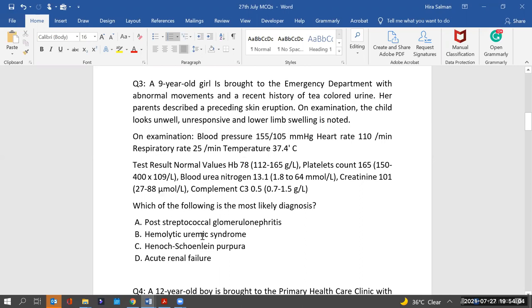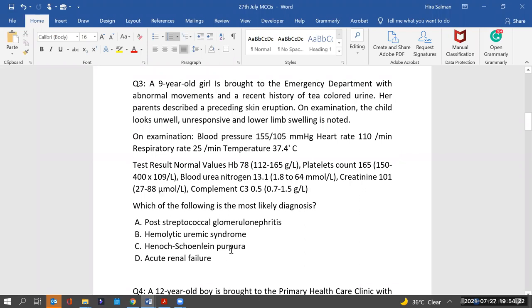So which of the following is the most likely? Do you think it's post-streptococcal? Do you think it's hemolytic uremic syndrome? Of course not, because in hemolytic uremic syndrome, you will always find low platelets. There must be thrombocytopenia. Here the platelet count is almost normal. It's 165, so it lies under the normal category.